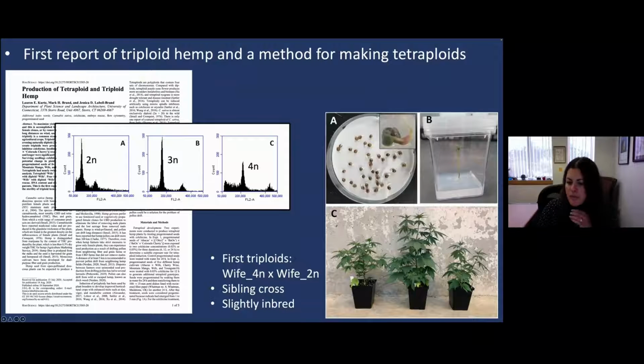And these were some of the early triploids. They were one strain. They were a Wife tetraploid by a Wife diploid. At the time, my licensing was very restrictive in what cultivars I could use. So we had a Wife by Wife triploid. It was a sibling cross, slightly inbred. And so, we babied things along and showed it. We still have these triploids, actually. We've kept them going through vegetative propagation.